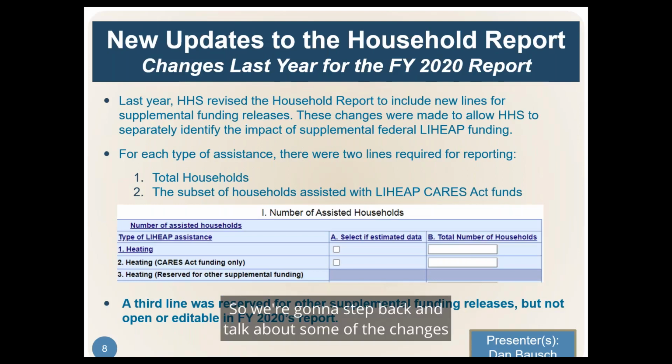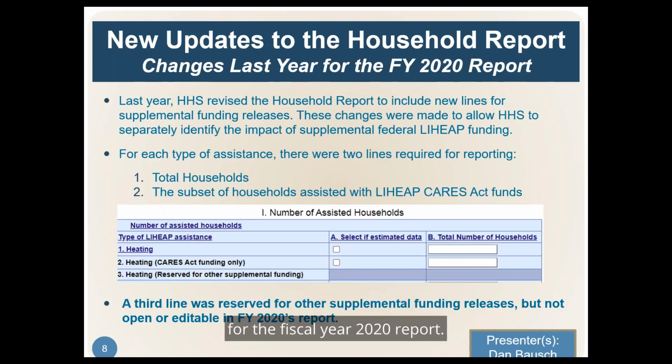So we're going to step back and talk about some of the changes that happened to the household report last year for the fiscal year 2020 report. The household report for a number of years looked the same way, and it asked you to report information on households that got heating assistance, cooling assistance, crisis assistance, for example.